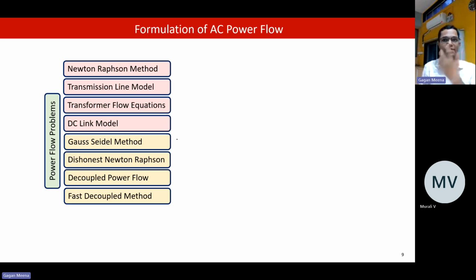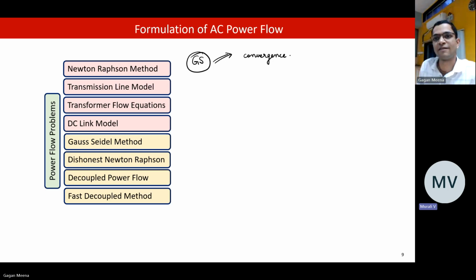And next was the AC power flow. In AC power flow, we have different methods starting from Gauss Seidel. This is the simplest, but what's the problem with Gauss Seidel? Convergence is the main problem. It takes a lot of iterations. It is highly sensitive to the starting vector, the starting values. First is the starting point.